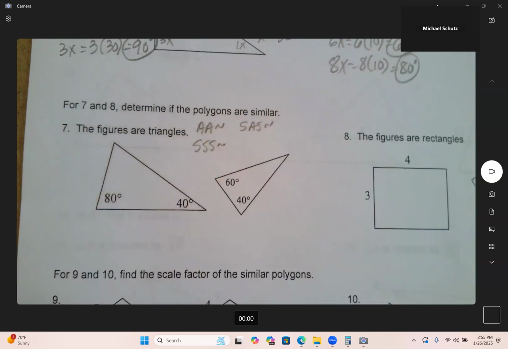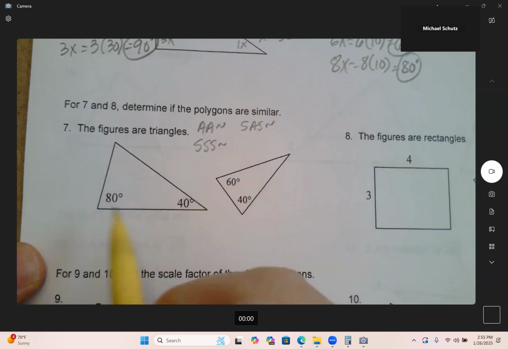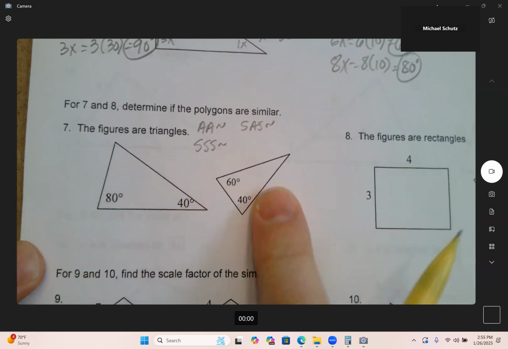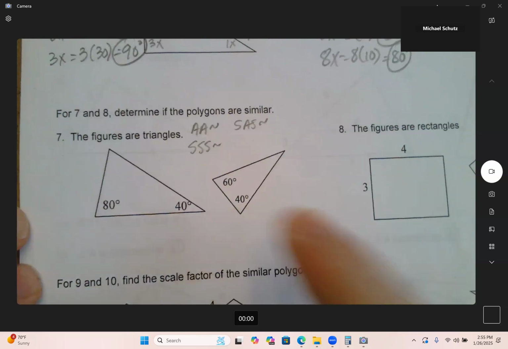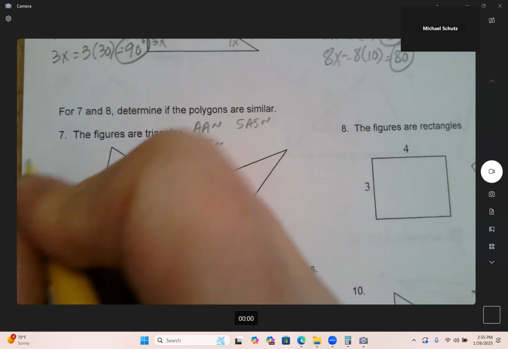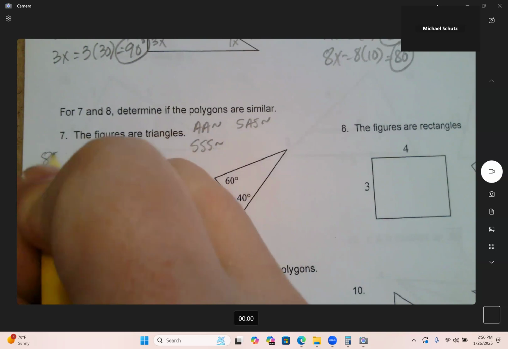Now, these 2 triangles do not have any side measures given. So the only way we could prove that those 2 triangles are similar is through angle-angle similarity. So I'm going to have to find the missing angles, because right now I only have a common 40. So let's look at this one: 80, 40, and what? Well, remember the 3 angles add up to 180.